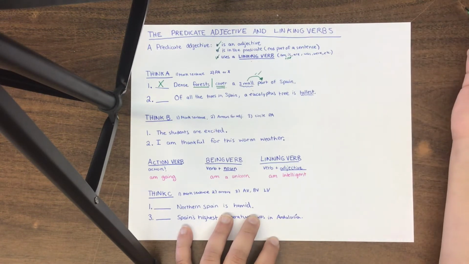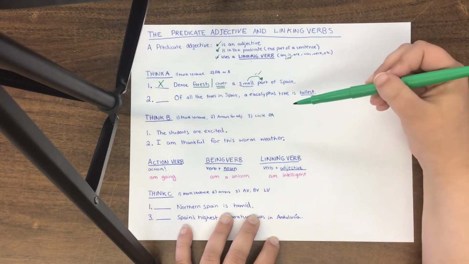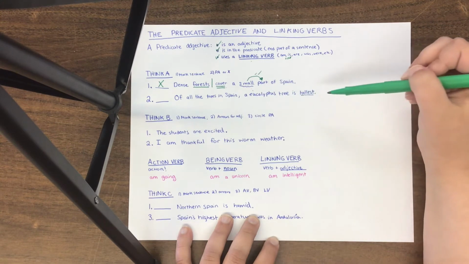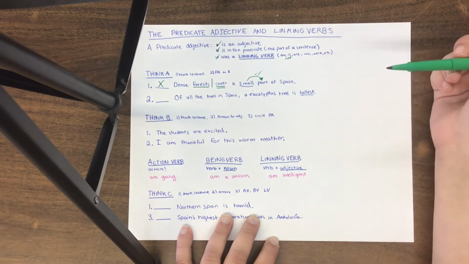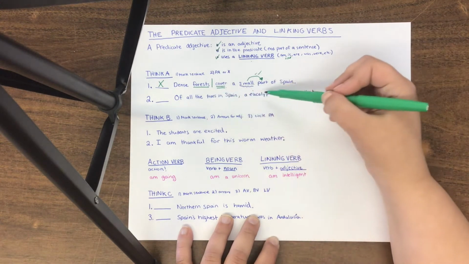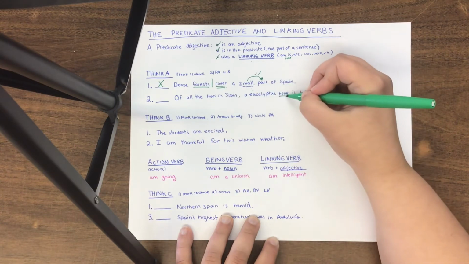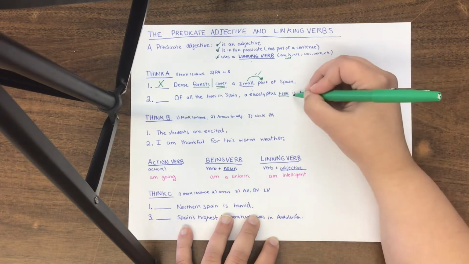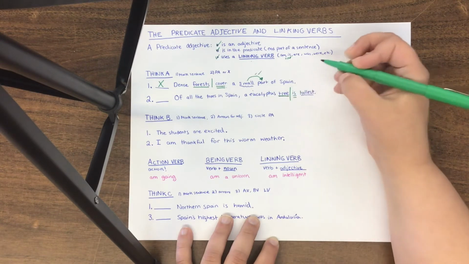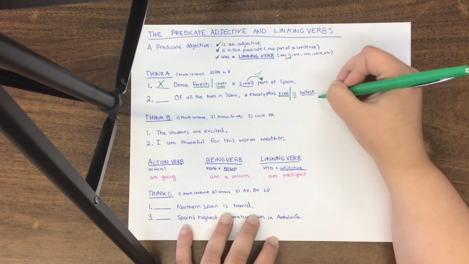Let's look at the second one. Of all the trees in Spain, a eucalyptus tree is tallest. So first of all, let's find our subject. Of all the trees in Spain, a eucalyptus tree. Tree is our subject. Is is our verb. We separate them out. And then tallest is the word we need to figure out.